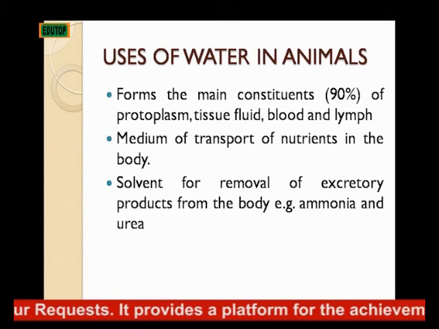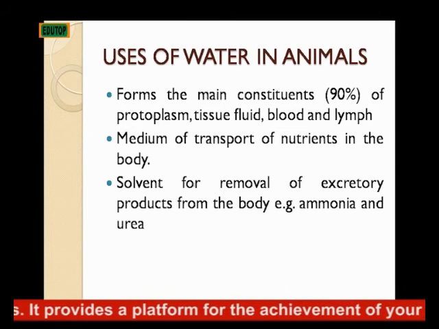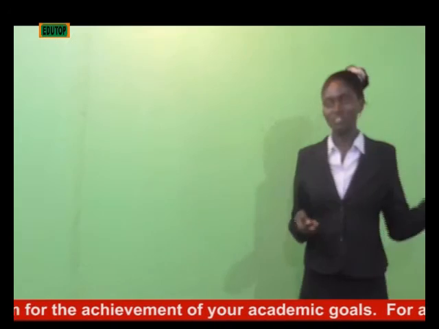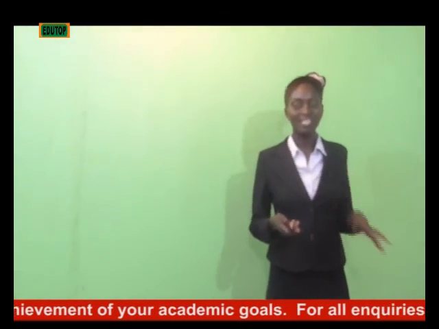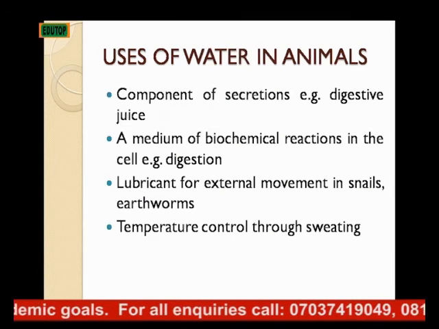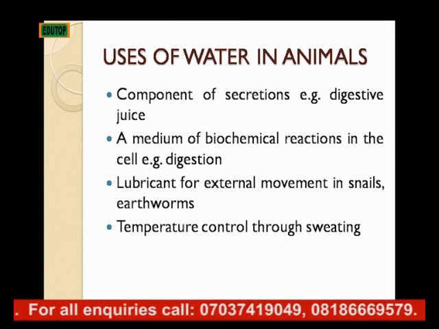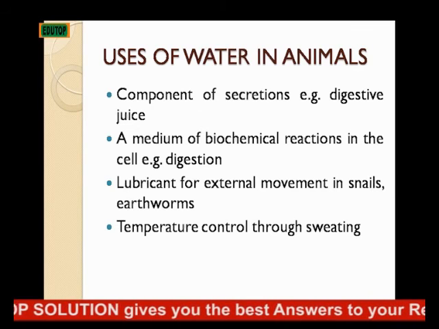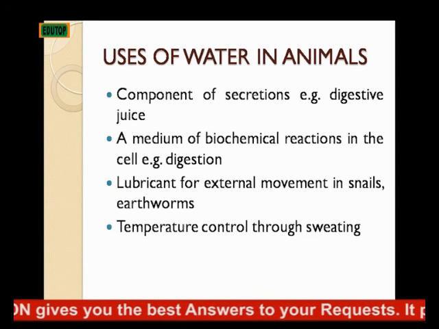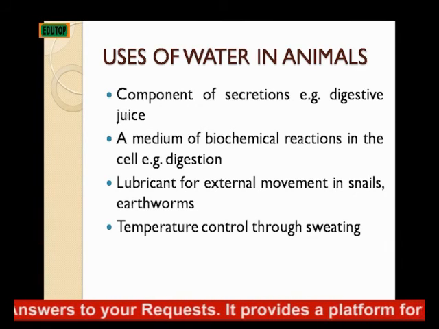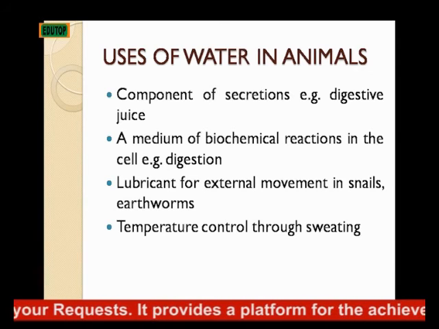Various excretory products can be removed from the body by the operation of water. For instance, ammonia and urea are dissolved by water, so they can be easily excreted. Then water is a component of secretions, e.g. digestive juices. Then it's also a medium of biochemical reactions in the cell. Water aids digestion, it aids excretion, and even circulation. Water is a lubricant for external movement in snails and even earthworms. You discover that when an earthworm or snail is moving, you find water all around them, so it helps them to move.